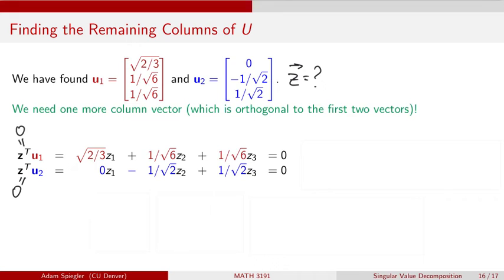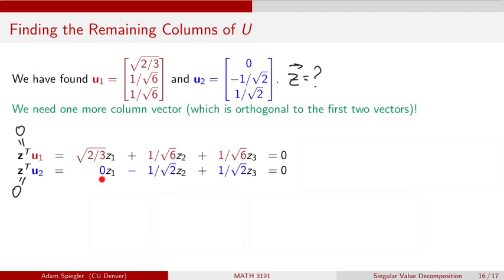So this gives us the following system of 2 linear equations. Taking Z, which we're going to denote as Z1, Z2, Z3, if I take the product of Z transpose and U1, I get the equation: the square root of 2/3 times Z1 plus 1 over the square root of 6 times Z2 plus 1 over the square root of 6 times Z3 needs to equal 0. This makes vector Z orthogonal to vector U1. Similarly, we get a second equation by setting the condition that we want Z to be orthogonal to U2.